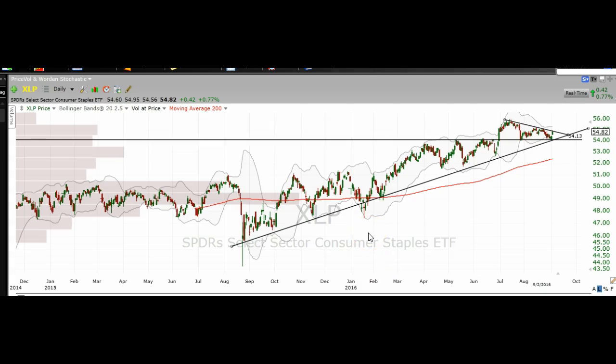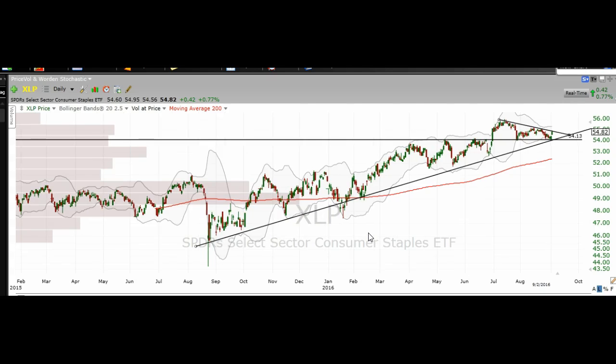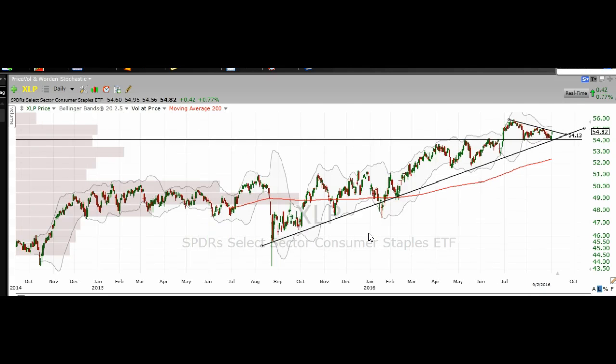First is the XLP. I want to look at a couple things, so let's take a more broad picture here. You can see that we are in an uptrend. You don't need a trend line to see that. We're making higher highs, higher lows. That's what an uptrend is, okay? So we're holding this uptrend.